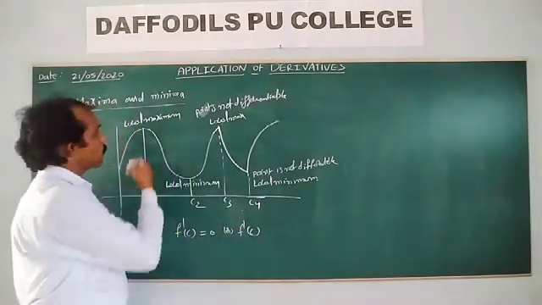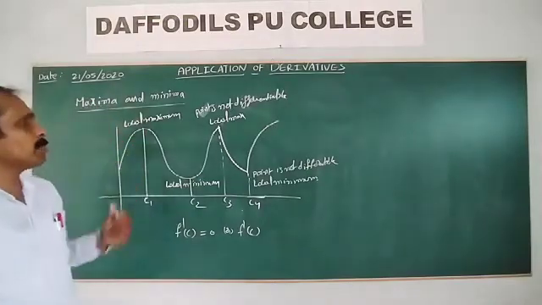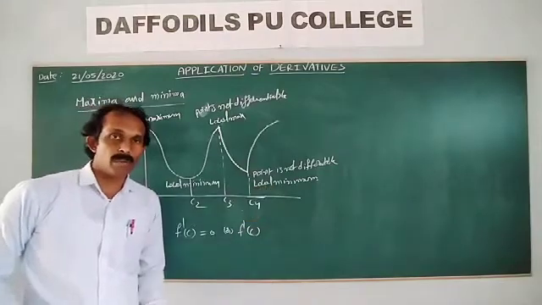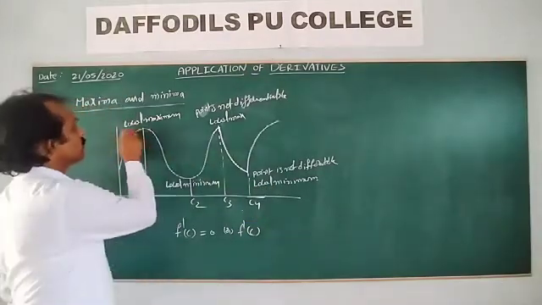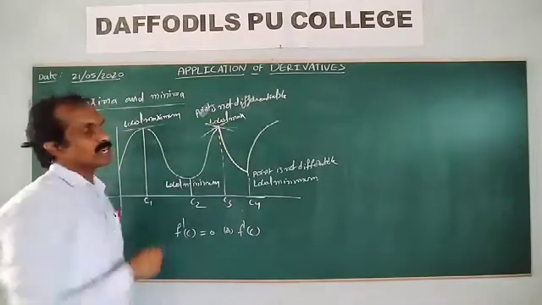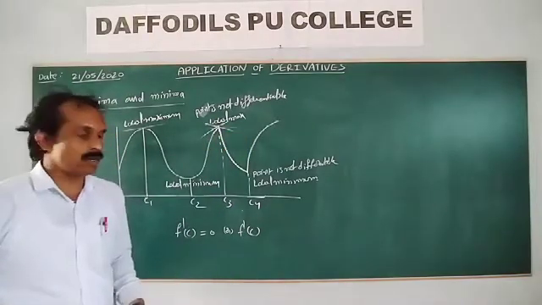At critical points, we have some local maximum values and local minimum values. What does it mean? Here a tangent is possible. Here there is more than one tangent, so that is not differentiable. Okay, right?